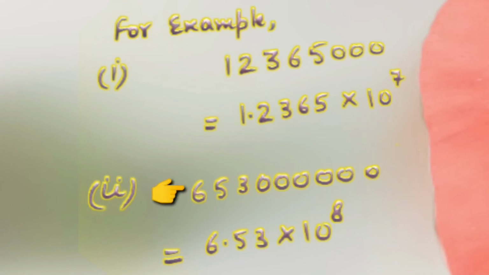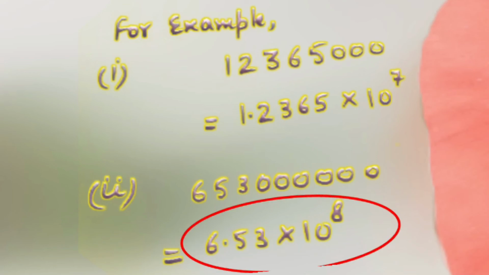Similarly, one more example: 6 5 3 and 6 zeros. How can we write it in scientific notation? 6 then decimal, write the non-zero numbers 5 and 3 together, multiply. After the decimal, how many places are there? 1, 2, 3, 4, 5, 6, 7, 8. So the answer will be 10 raised to 8, and the complete answer will be 6 decimal 5 3 multiply 10 raised to power 8.